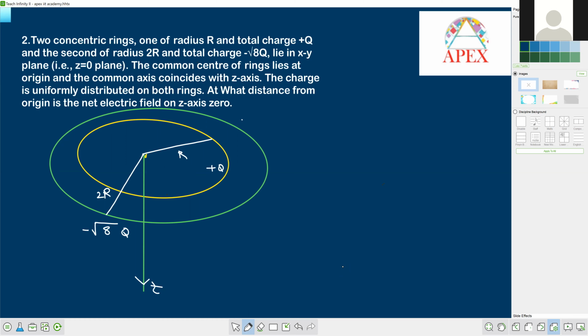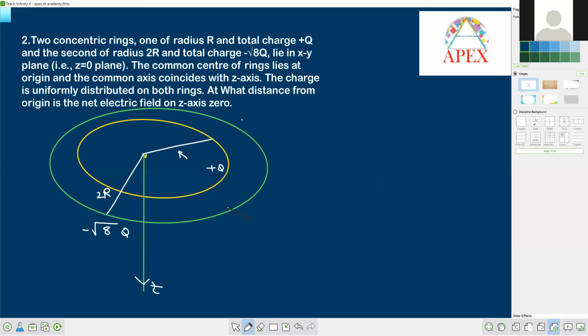See here. Here two concentric rings were taken. For the first ring, radius was taken r and charge was uniformly distributed, which is equal to plus q. And for the second ring, the charge is minus root 8 into q and the radius of the ring is 2r. In this particular case, both are in xy plane only. Both the rings are concentric and they are in xy plane. And you have to calculate where the electric field intensity is 0 on axis, that is along z axis.